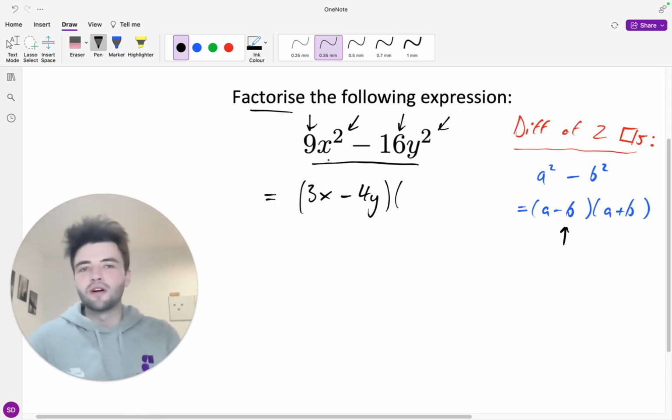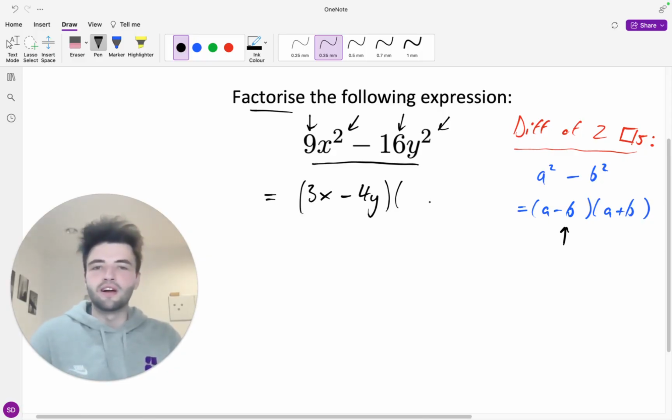So we just found the square root of 9, the square root of 16, and then we've got our x and our y, which naturally are the square roots of x squared and y squared. And so we're making progress now. We just make the same thing again, except in the second bracket it's going to be a plus instead of a minus, just again using our general formula over here.